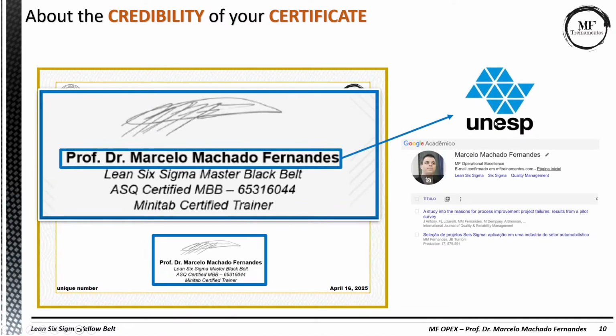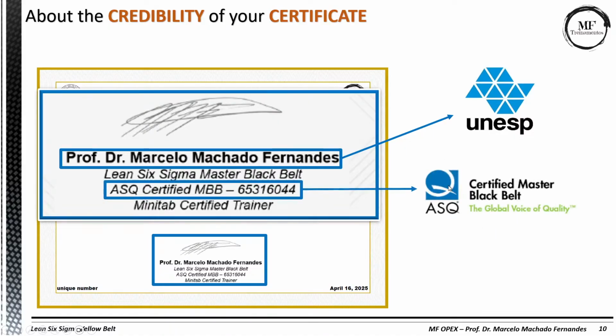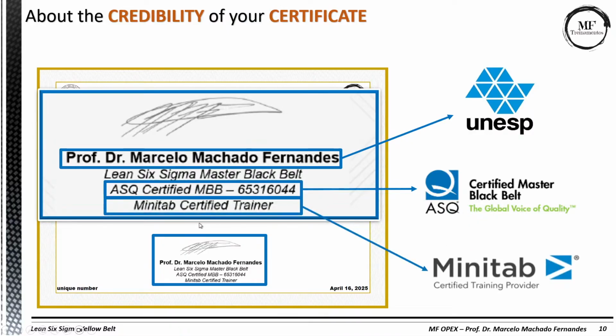And you can search online. You will find on Google Scholar my papers, my master's dissertation, my PhD thesis. You will see also that I am a certified master black belt by the American Society for Quality, and you'll see that I am a Minitab certified training provider.